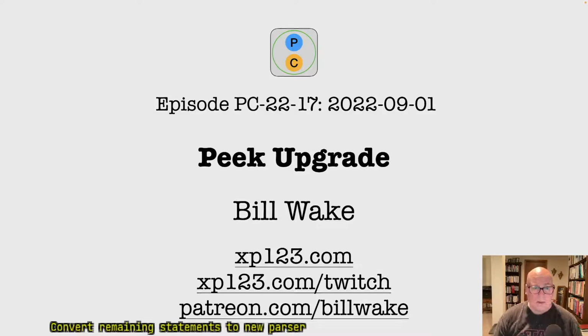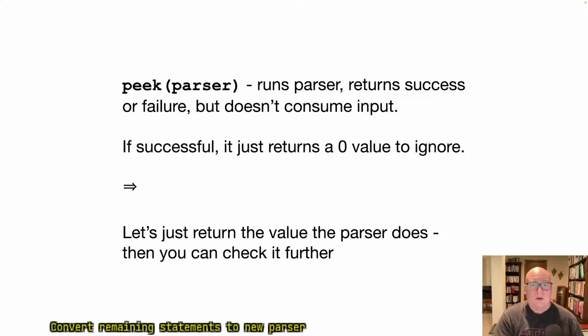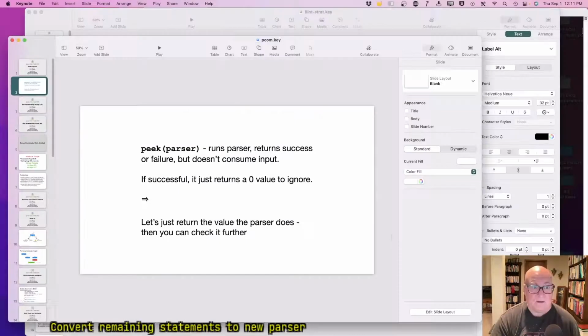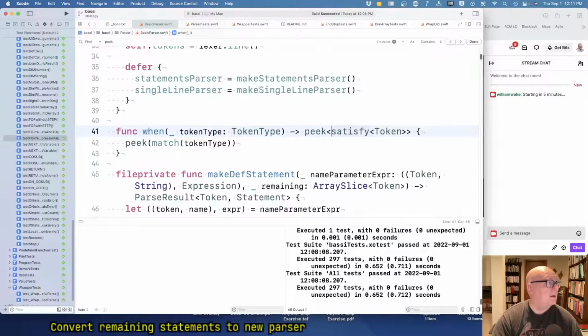Okay, so the peek parser runs the parser, returns success or failure, doesn't consume input. That's kind of a key. If successful, it just returns a 0 that you can ignore. Instead, let's return the value the parser does, and you can check it further. Okay, and the project, let me bring that back.